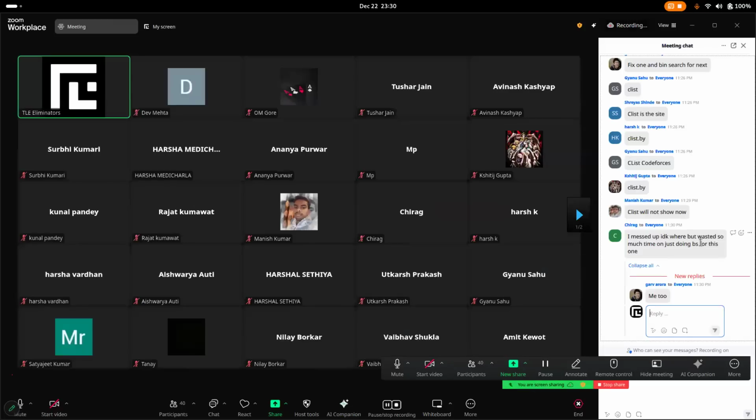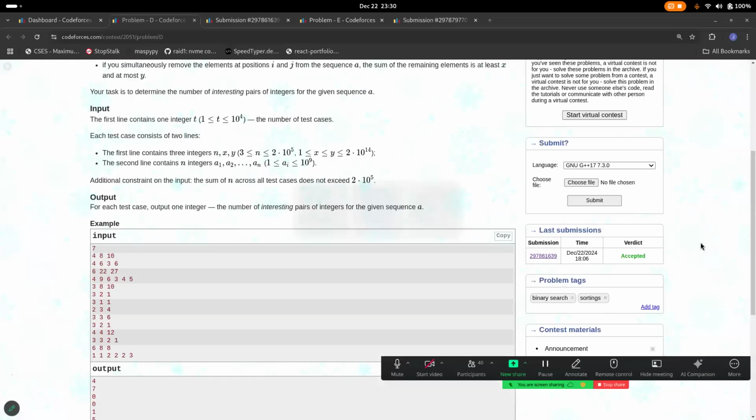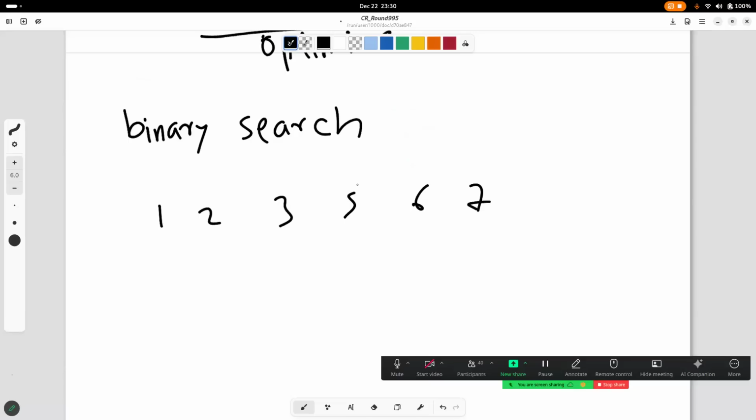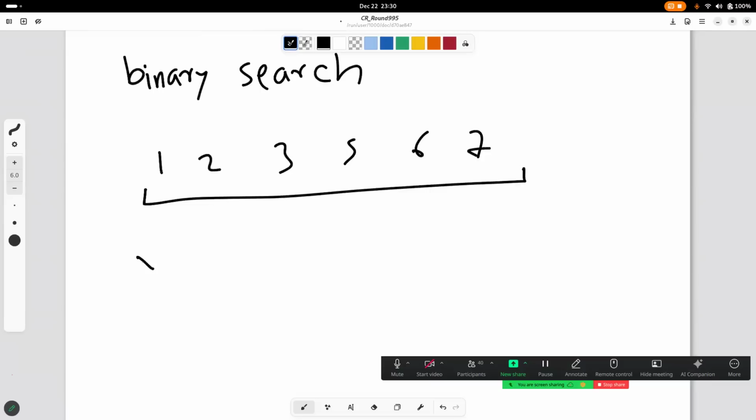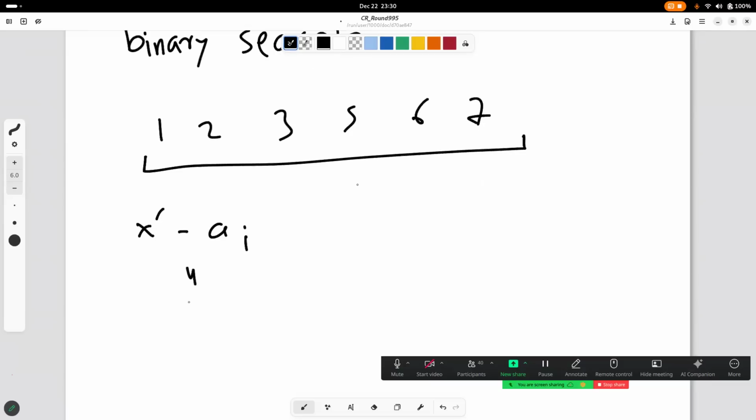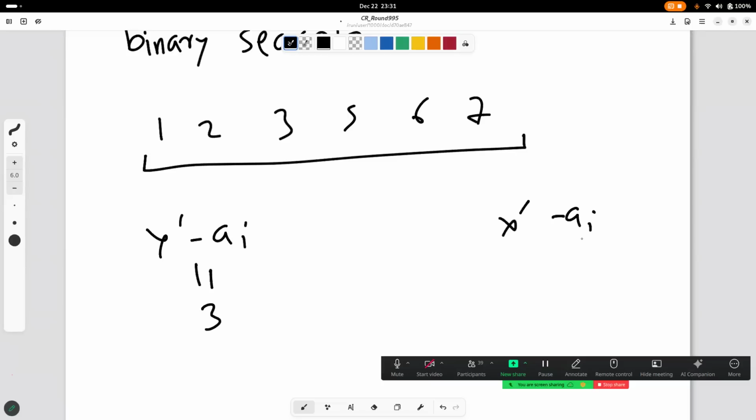Binary search. Okay. So the A of I can be up to 10 to the power 9. So let's just say that our array is within this range. And if x dash minus A of I was say 3, and y dash minus A of I, sorry, you would have y dash on this side, right? So y dash minus A of I was say 3 and x dash minus A of I was say 6.